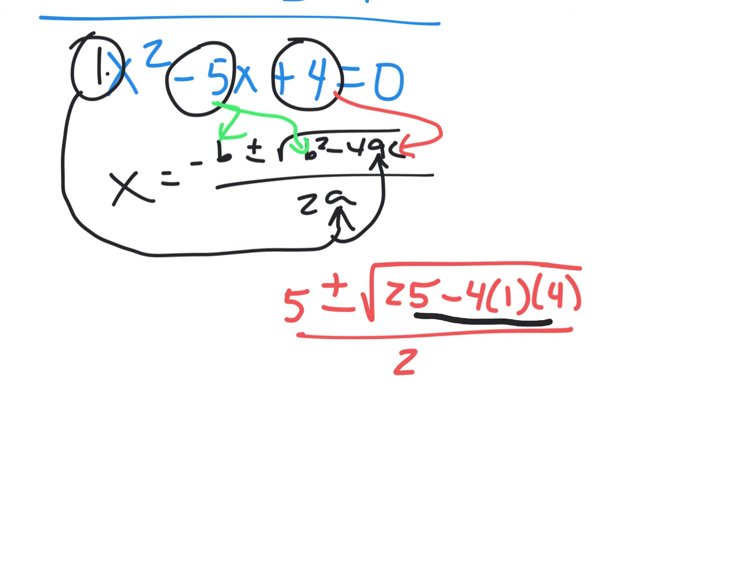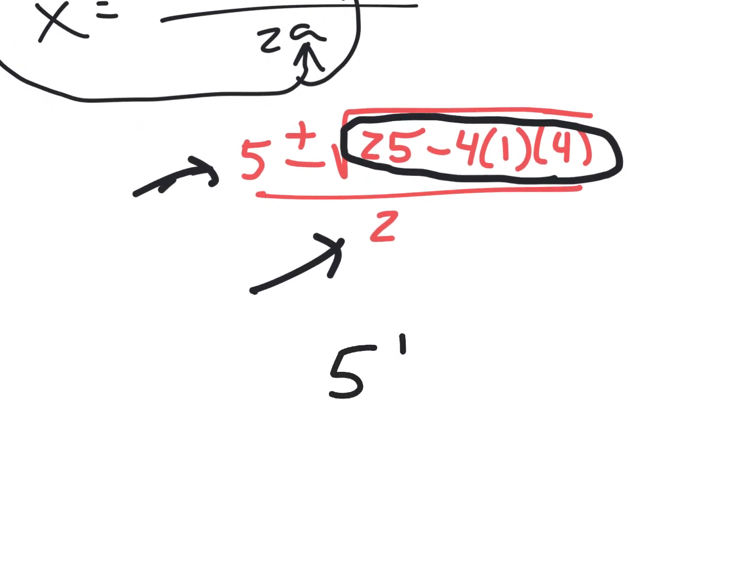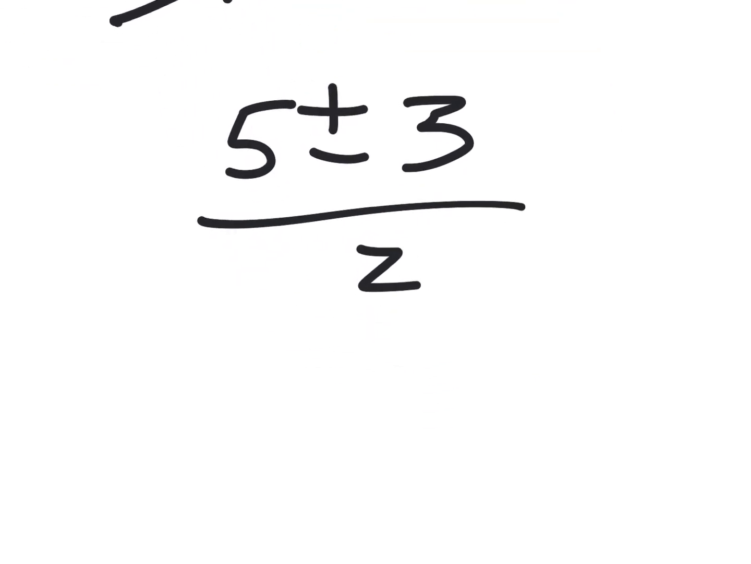Then I want to warn you about this spot, because usually that's where people mess up. Who's going to mess up just a 5, or just a 2? It's the root that messes people up. You end up with the square root of 25 minus 16, which is 9. Ooh, another really tragic mistake: people leave it as the square root of 9. What is the square root of 9? 3. So 5 plus or minus 3. And another tragic mistake is to leave it like that, because you can actually do it.